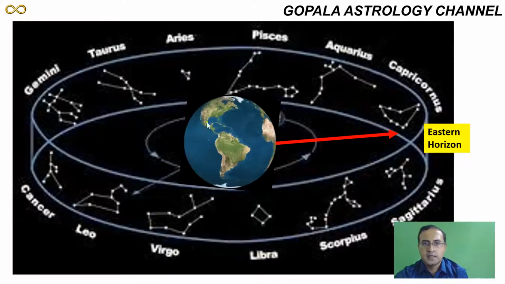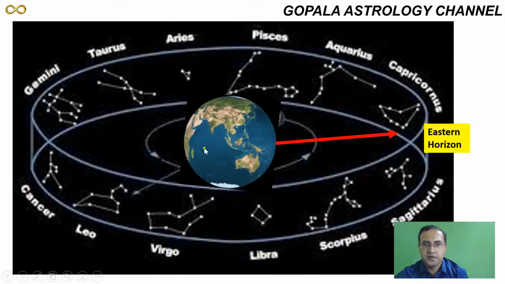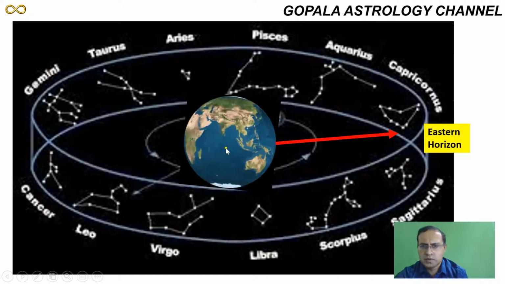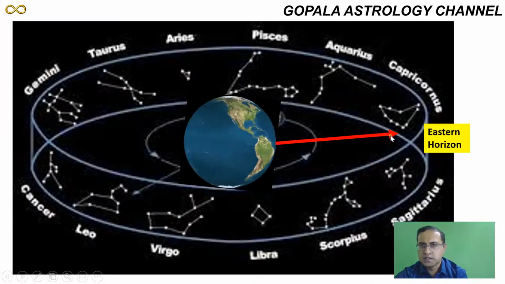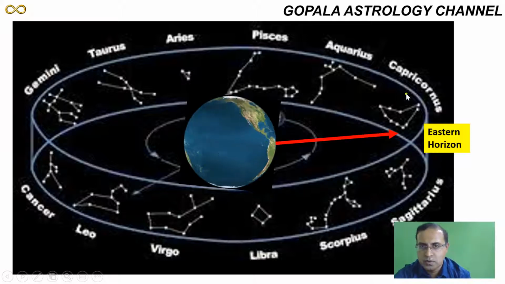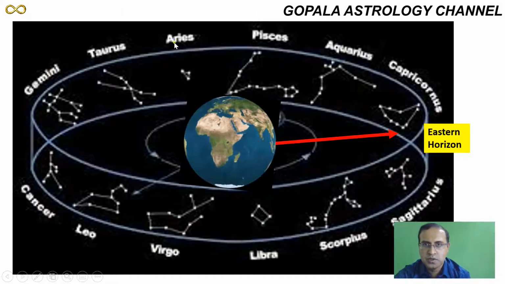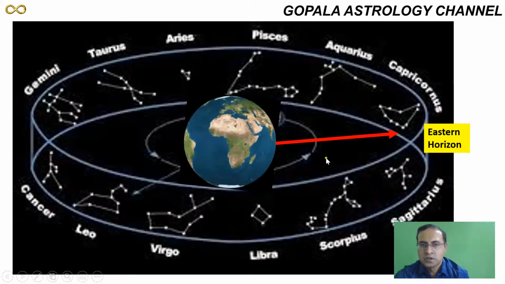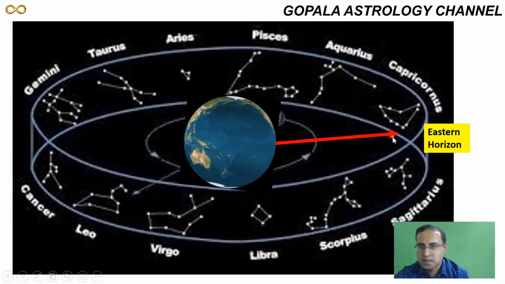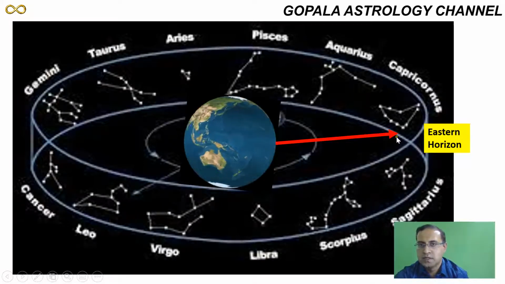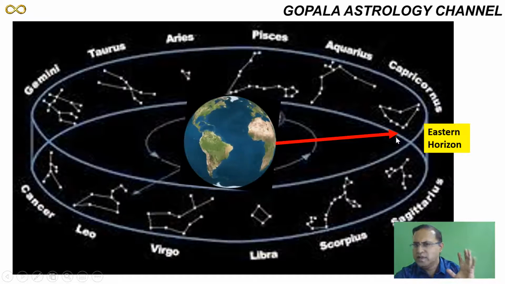The Earth is spinning from east to west at any given point of time. Suppose I draw a tangent to the eastern horizon. In one of my previous videos, I had explained how the zodiacal signs are there as a Bhachakra around the Earth, right? So wherever the tangent hits that Bhachakra portion in the eastern horizon is going to be the Lagna. Very simple to understand.